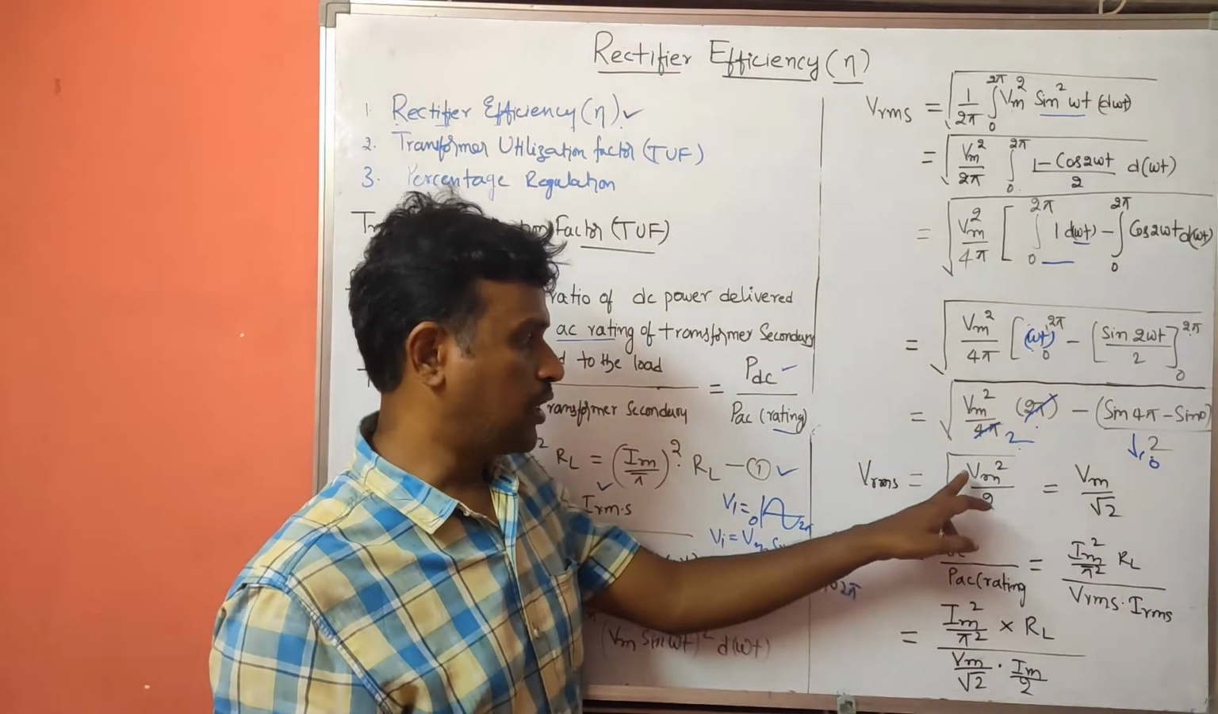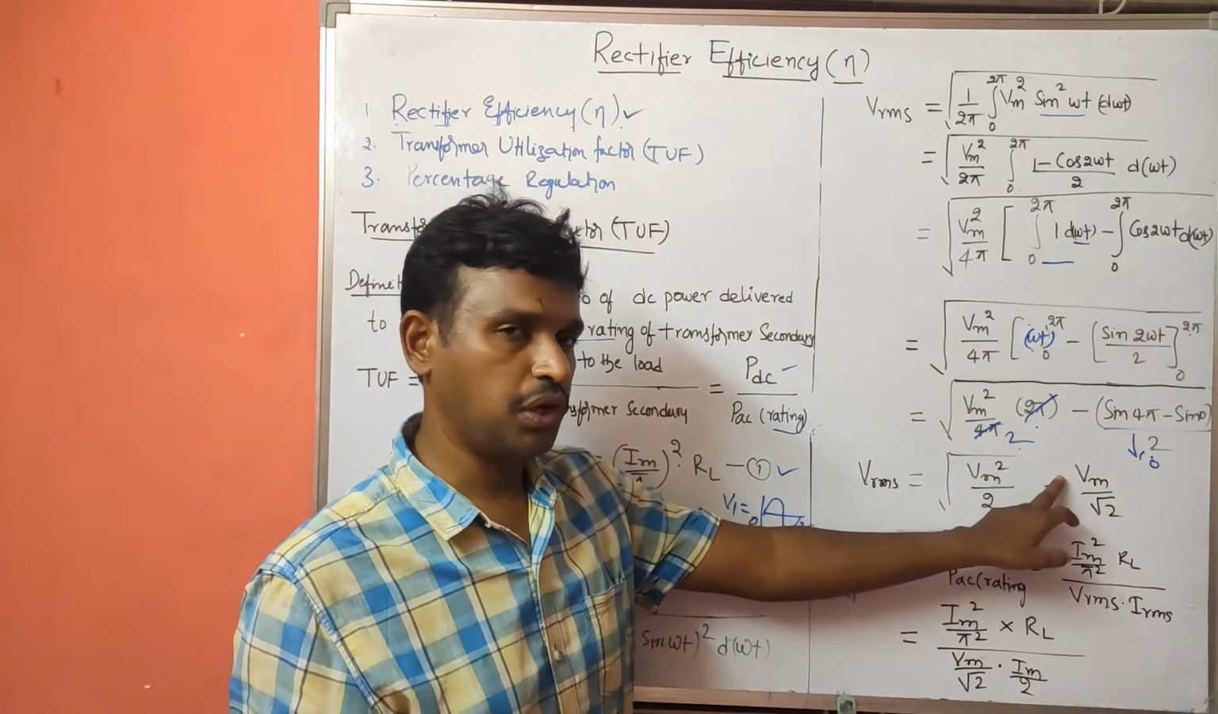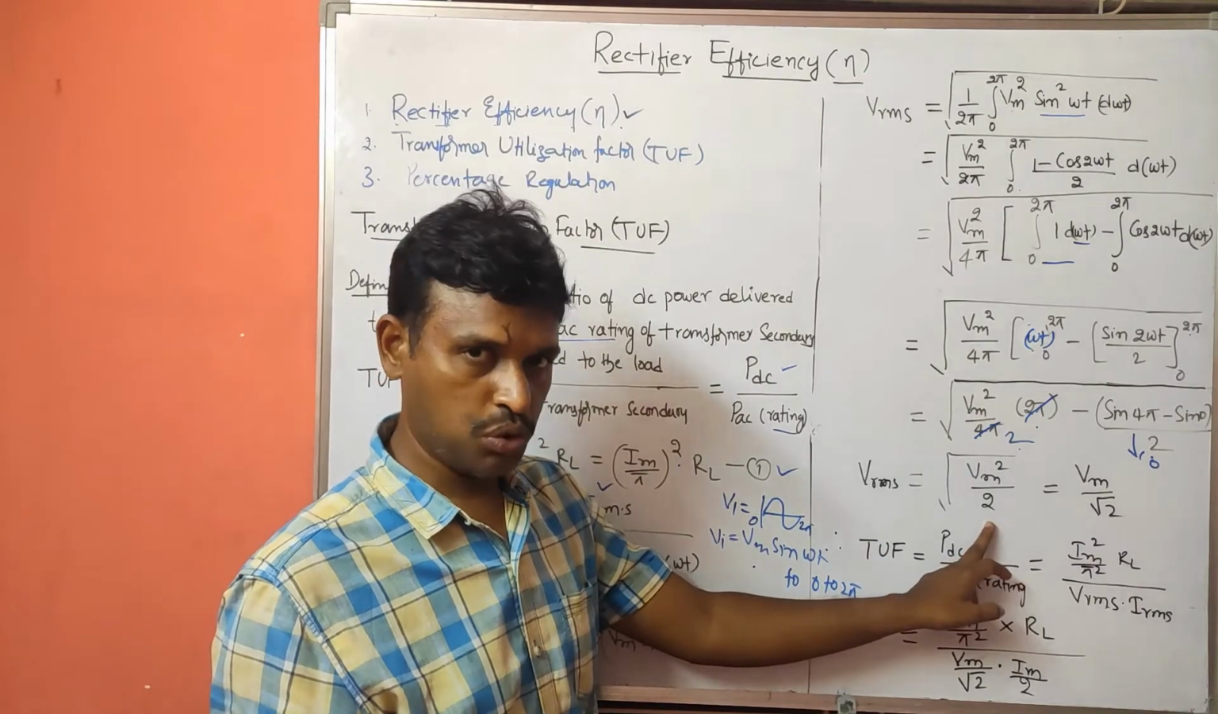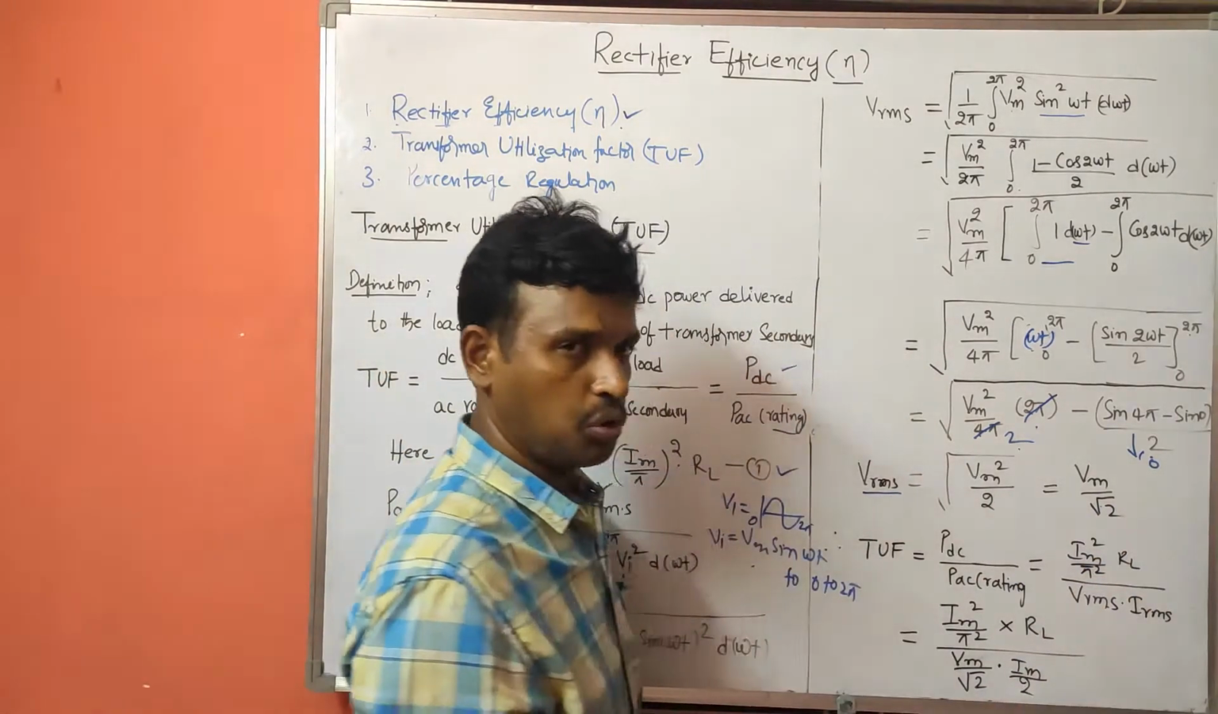Okay, so what is the square root here? Vm square is nothing but Vm, and for 2 it is square root 2. So therefore VRMS is equal to Vm by root 2.